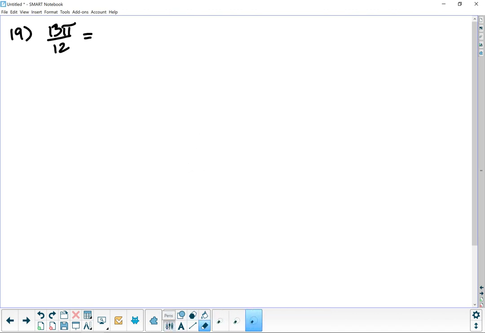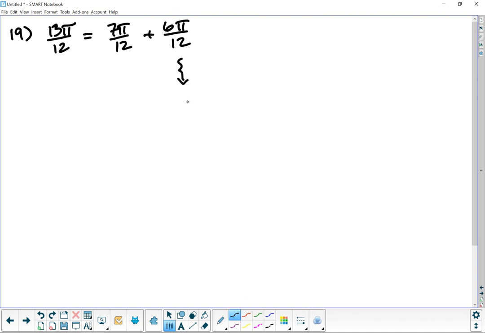So you can go 7 and 6. Now you can go 7 pi over 12 plus 6 pi over 12, right? But 6 over 12 does reduce down to pi over 2, dividing by 6. This one is on the unit circle, so I can do this. But 7 pi over 12 is not on the unit circle, so I cannot use that. So I can't do 7 pi over 12 and 6 pi over 12.